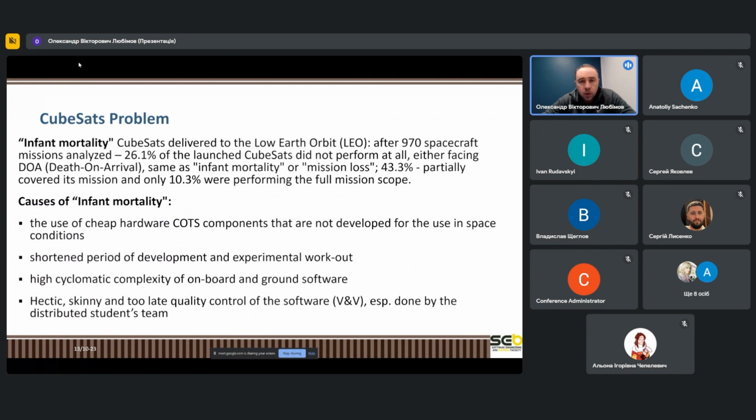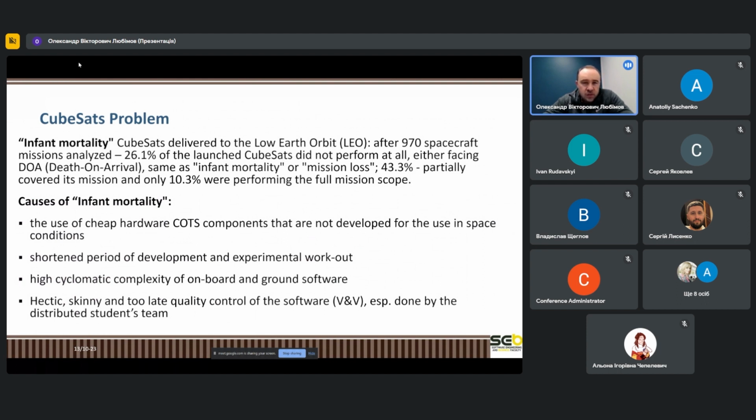43% are only partially doing their mission, and only 10.3% are performing the full mission scope. So this is a huge problem, because we are sending so much money to the orbit and we are not getting the business function out of it. So there is really a need to improve the situation.